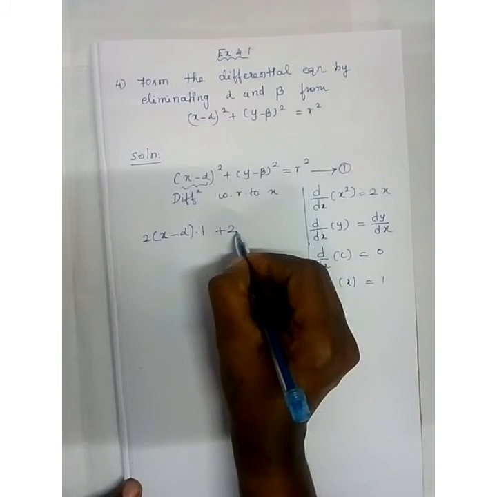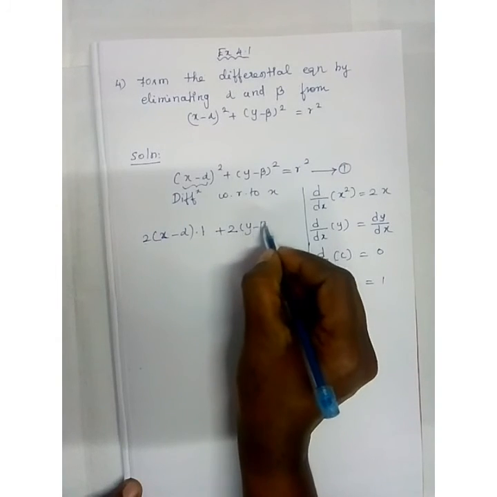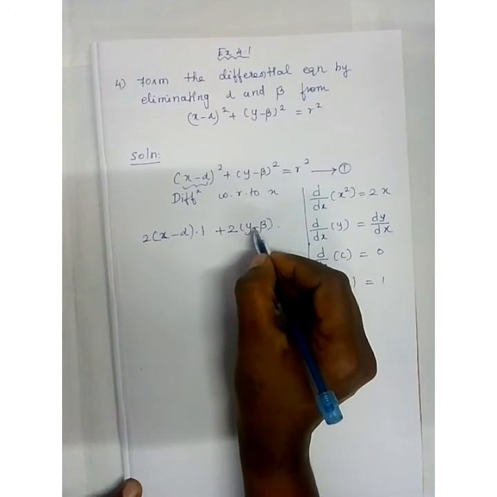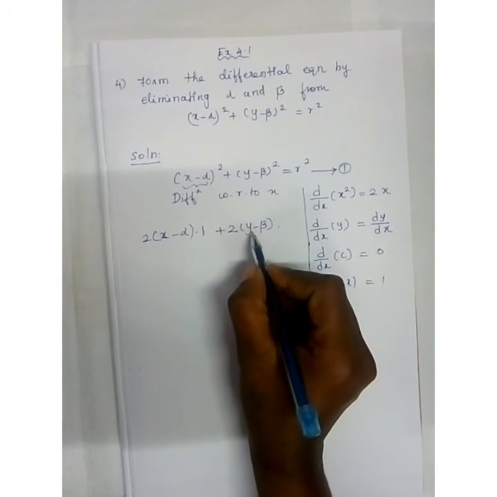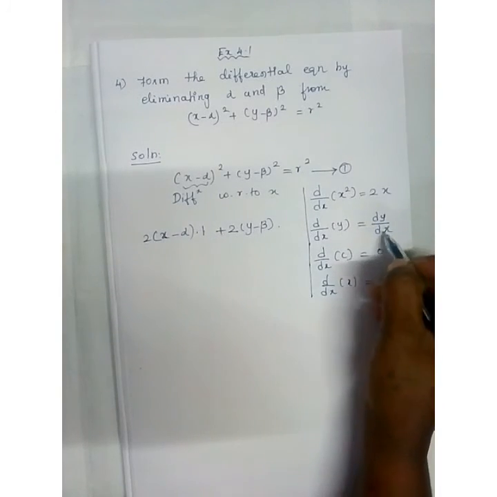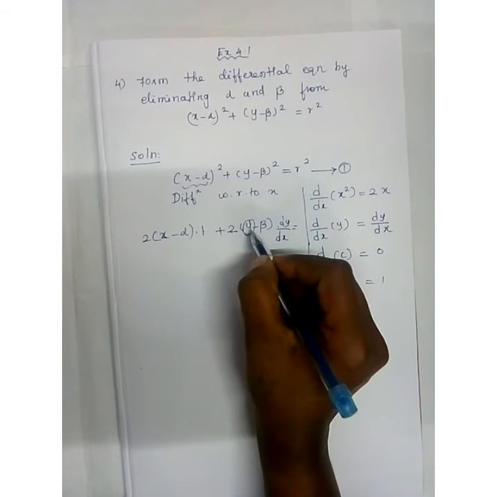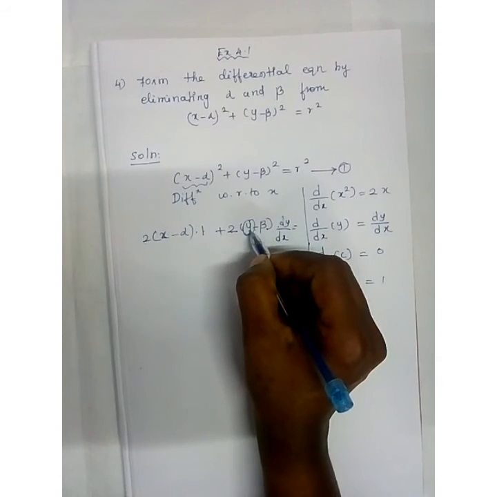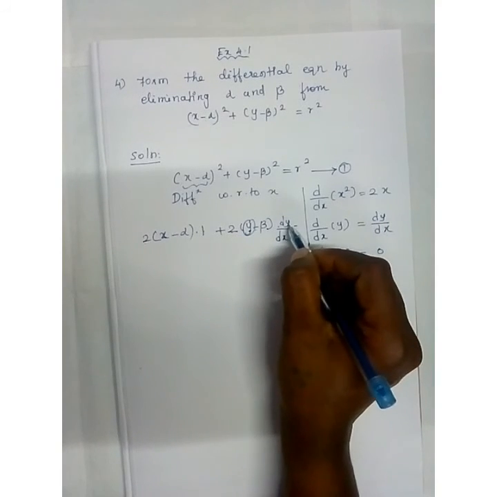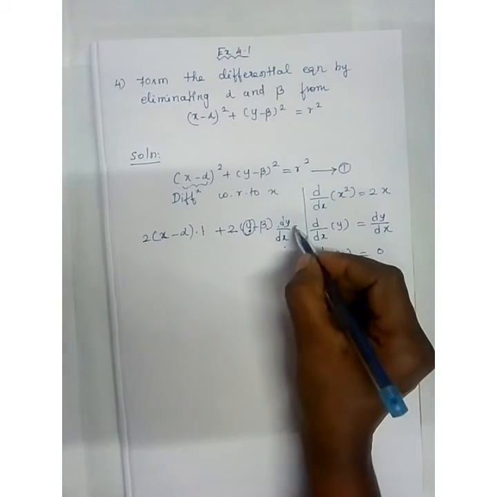Plus this one we have to differentiate. Like x square we get 2x, so this also gives 2 into (y minus beta). Here the y term, beta and alpha are constants, so we get only 0. After differentiating y, we get dy by dx. So dy by dx into 2 into (y minus beta). Again we have one more y term, so that also we have to differentiate. Differentiation of y with respect to x gives dy by dx. r square is constant, and differentiation of a constant is 0.